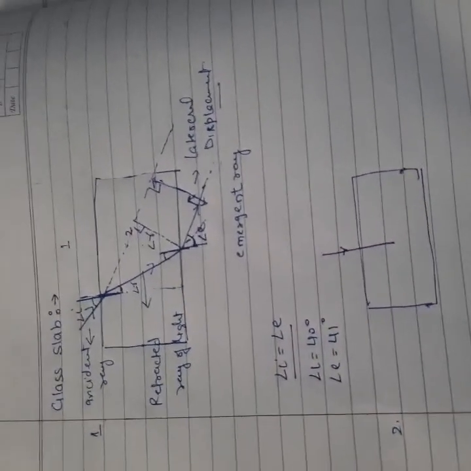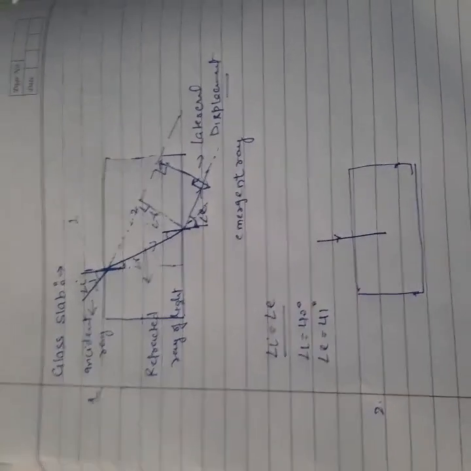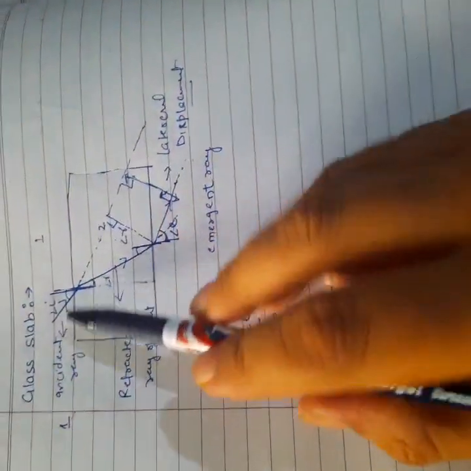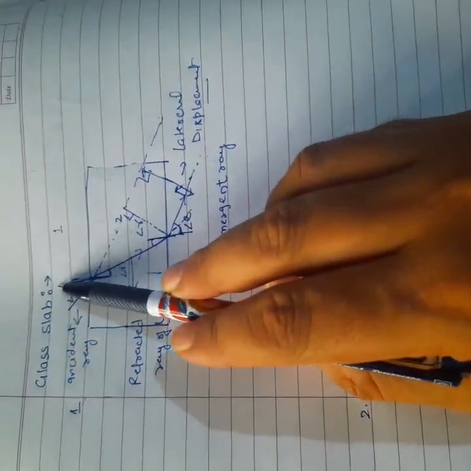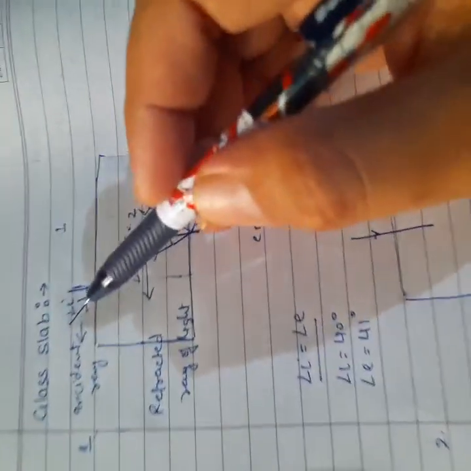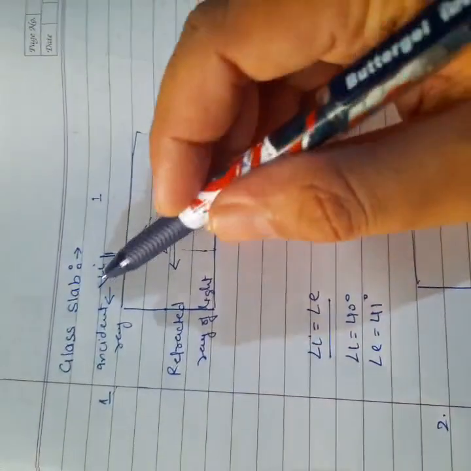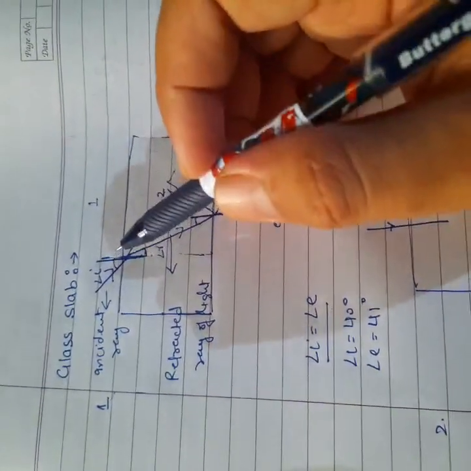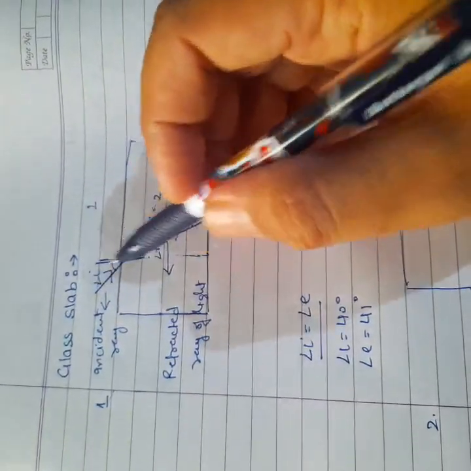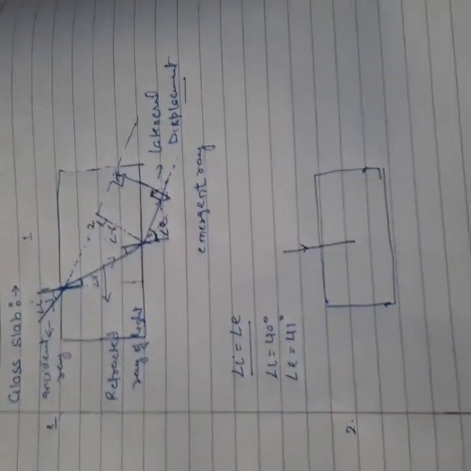Listen, one thing, student. Incidence angle is that angle which is formed between the incident ray and the normal. Don't forget this one. Most of the time some students take the incident angle with the interface, and not the incident ray. You will take the incidence angle between the incident ray and the normal. Clear? So we will follow the same thing here.